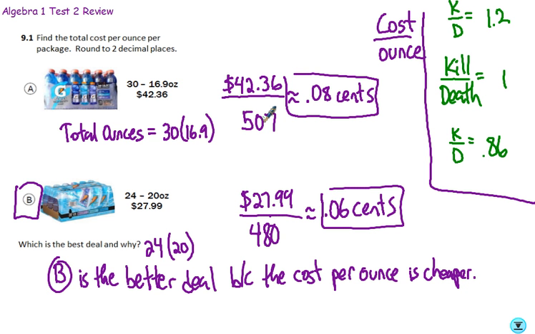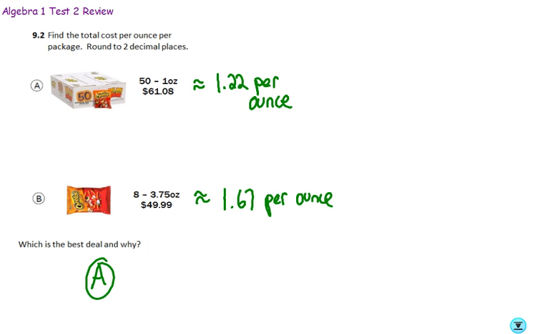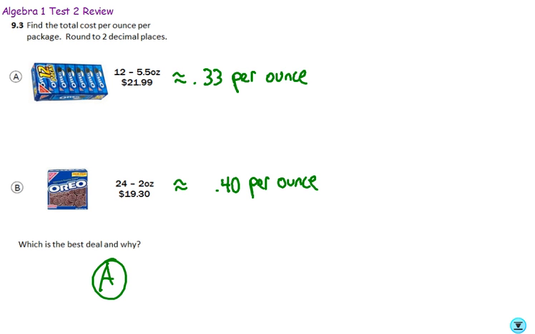All right, so go ahead and pause now and try 9.2 and 9.3. All right, so let's see what you got. For A, you should have got $1.22 per ounce, and for B, you should have got $1.67 per ounce. So which one's the better deal? The better deal would be A, because you get more for your money. And for 9.3, you should have got 33 cents per ounce for the 12-pack of Oreos, and then 40 cents per ounce for the 24-pack. So A ended up being the better deal because it was 7 cents cheaper per ounce. All right, so hang in there. You're almost there. Let's move on to the last question, number 10.